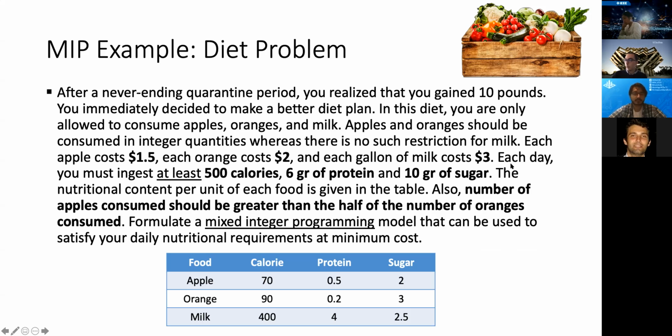These will be calculated based on the provided table here. This table is simple to understand. It basically tells us that if we consume one unit of apple, then we take 70 calories. If we consume one orange, then we get 3 grams of sugar. We also have one more constraint, which tells us the number of apples consumed should be greater than half of the number of oranges consumed.